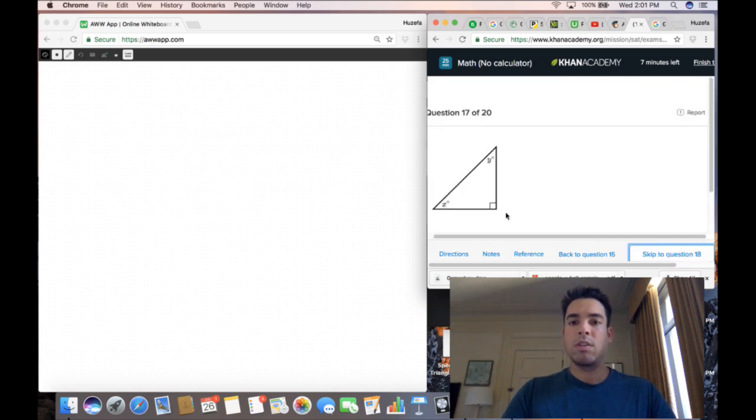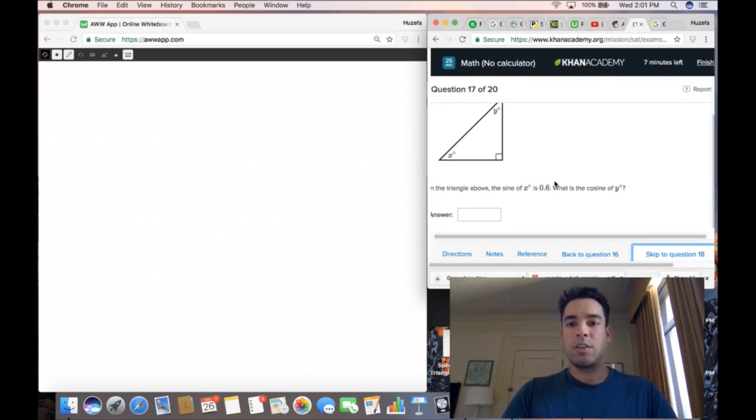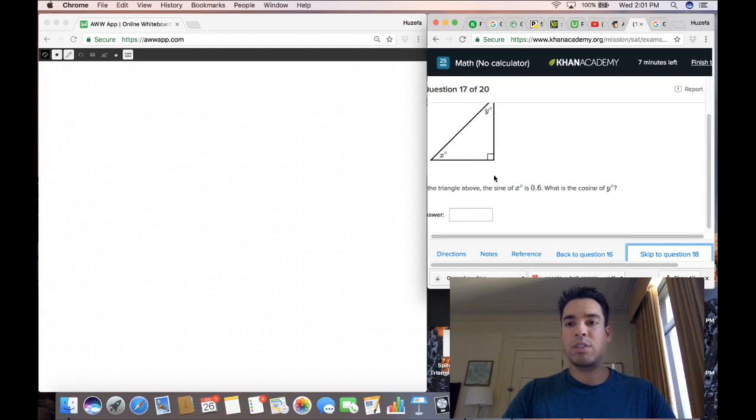Cool. Number 17. In the triangle above, sine of x is 0.6. What's the cosine of y? Sine of this angle is equal to the cosine of that angle, right? Two different angles in a right triangle. Sine of one is equal to the cosine of the other.